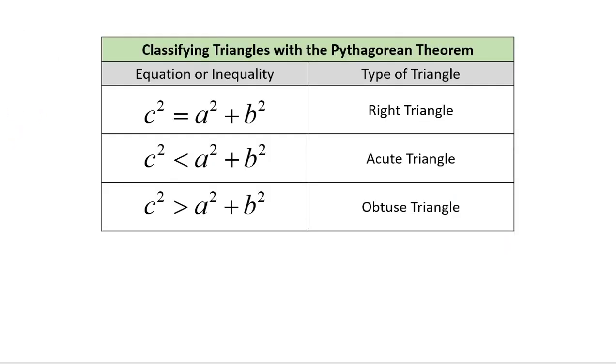Okay, classifying triangles with the Pythagorean theorem. So if c squared equals a squared plus b squared, we have a right triangle. Okay? If that c squared is less than, so if that longest side in my triangle is less than the sum of the squares of the others, we're acute. If it's greater than, we're obtuse.